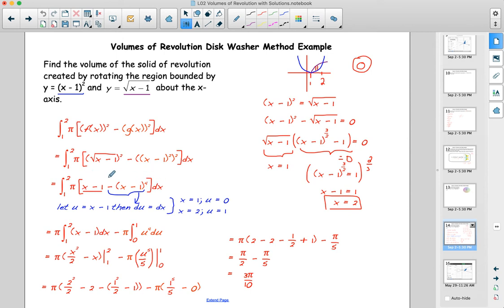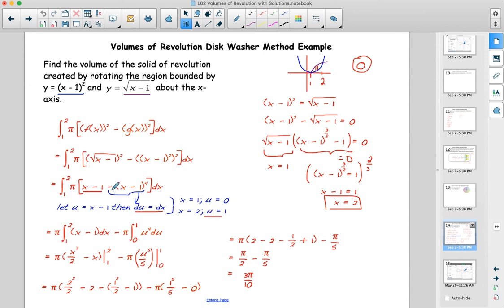Now, I felt it straightforward to go backwards on this integral, but not so straightforward to go backwards on that integral because we've got a linear function to a power. So I decided I'm going to let u equal x minus 1. Then du would be dx. When x goes to 1, 1 minus 1, u becomes 0. When x is 2, 2 minus 1 is 1, so u is 1.